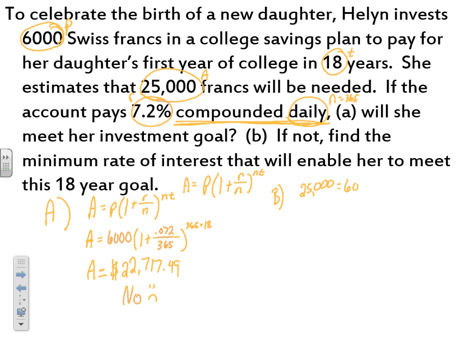We're still investing 6,000 francs initially. The rate is what we do not know. The time of compounding is still 365. And so we're still going to be doing it for 365 days for 18 years. So now we need to solve this equation in terms of R. What is the rate going to be?